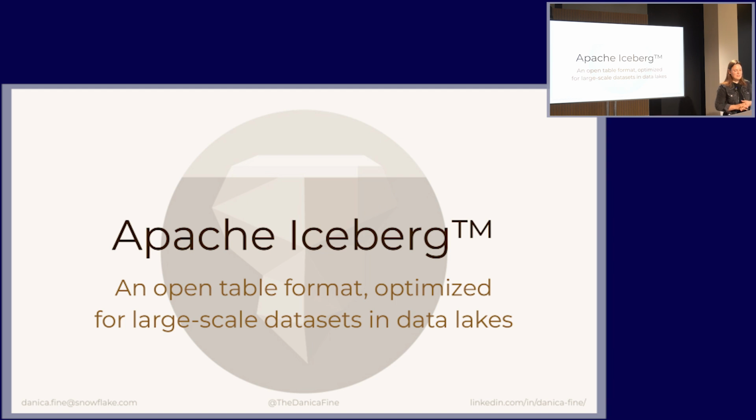Well, the quickest way to put this is that it is an open table format optimized for large scale data sets in data lakes. As we'll see on a future slide, it does that by adding an extra layer of metadata on top of the columnar data that you're probably going to be storing or throwing into your data lake anyway. So you can think of Iceberg as the love child of a data warehouse and a data lake, because data lakes are kind of messy.